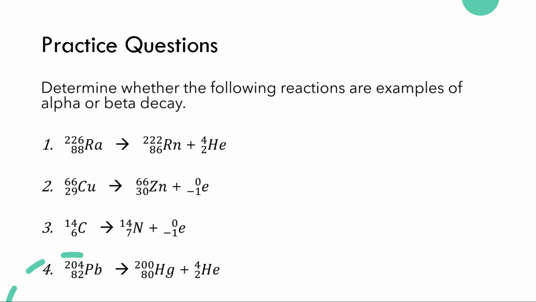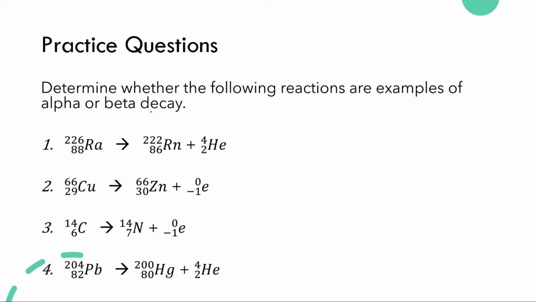So before we finish up today, we're going to look at a couple practice questions. And all we're trying to do in these questions is determine whether the following reactions are examples of alpha or beta decay. Now, I would strongly encourage you to go ahead and try these on your own, because if you've been paying attention, hopefully you can figure out how to do this already. But I'm going to go ahead and talk about it in just a couple seconds. So pause if you're going to need a little bit more time to do this.